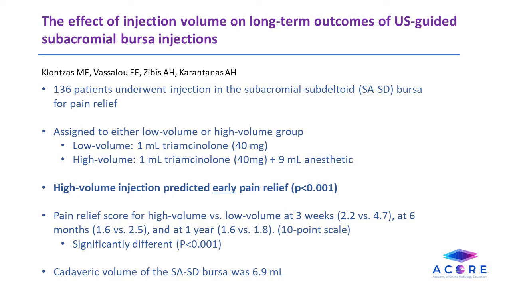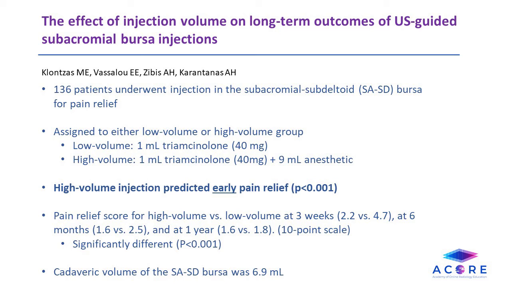And they did find that high volume injection predicted early pain relief, emphasis mine, with a p-value of less than 0.001. You can see the pain relief score for high volume versus low volume at different time points. For example, at 3 weeks on a 10-point scale, it was 2.2 versus 4.7. 6 months, 1.6 versus 2.5. And 1 year, 1.6 versus 1.8. These were statistically different with a p of 0.001, but you can see as time goes on the smaller difference between the high volume versus low volume.